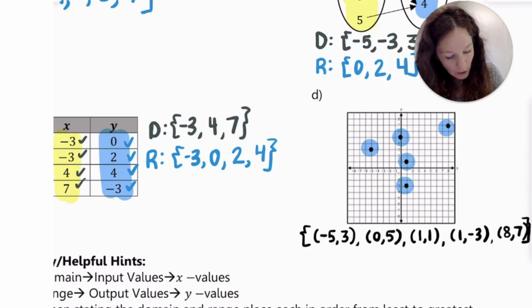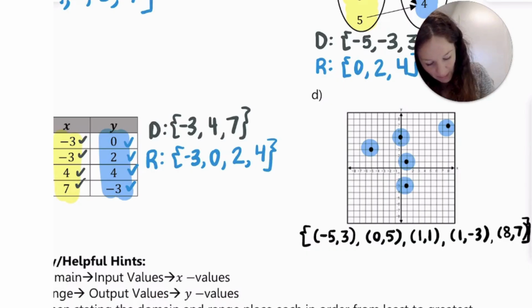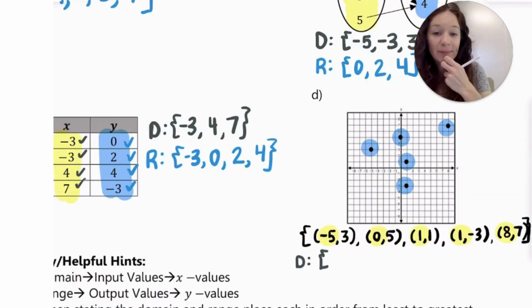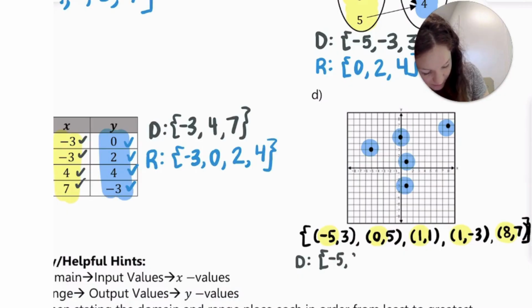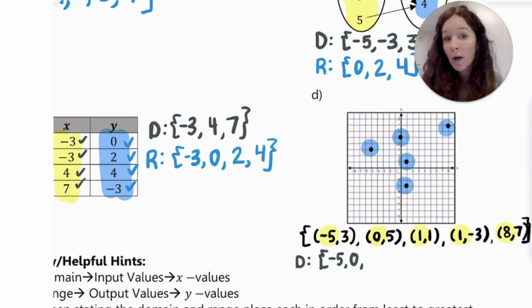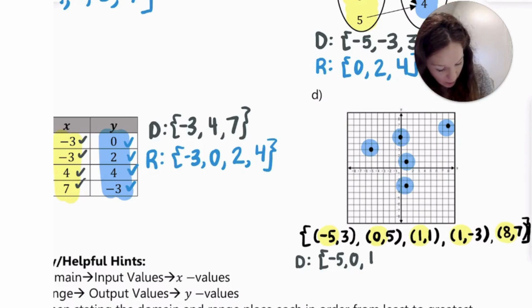x's are in order from least to greatest. So I'm looking for my domain at my x values, okay? I'm going to put them in order from least to greatest. No repeats. So -5, yes, is the smallest. Then I have 0. I have 2 1s there. I only need to put the 1 once. And then I have 8. I don't need to put the 1 more than 1 time.